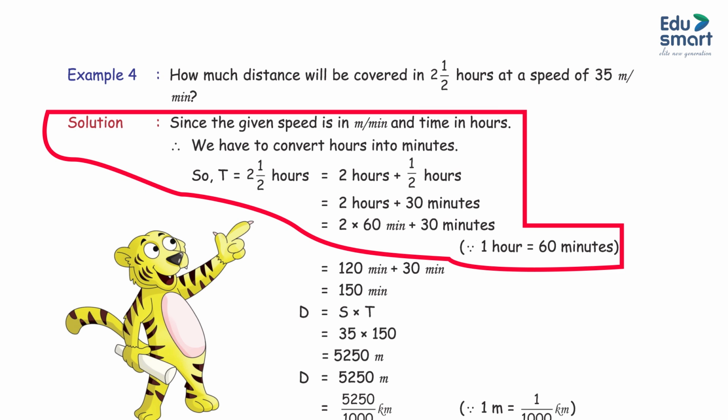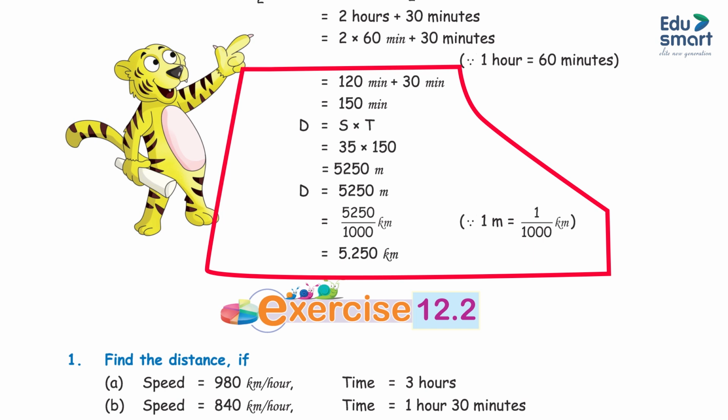minute? Solution. Since the given speed is in meters per minute and the time in hours, we have to convert hours into minutes. So T = 2 1 by 2 hours, which is 2 hours plus 30 minutes. 2 × 60 minutes plus 30 minutes, because 1 hour is equal to 60 minutes, is 120 minutes plus 30 minutes equals 150 minutes.